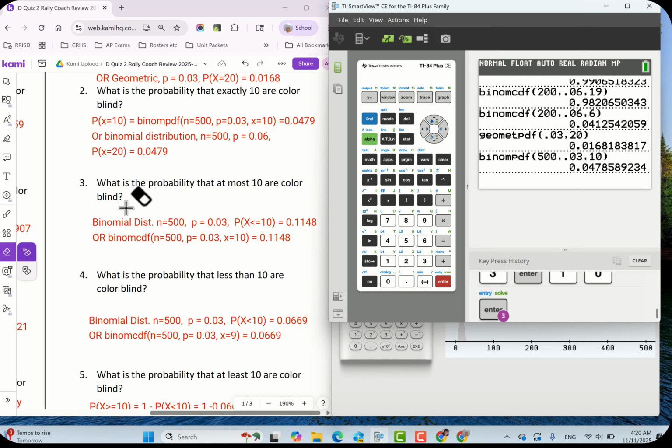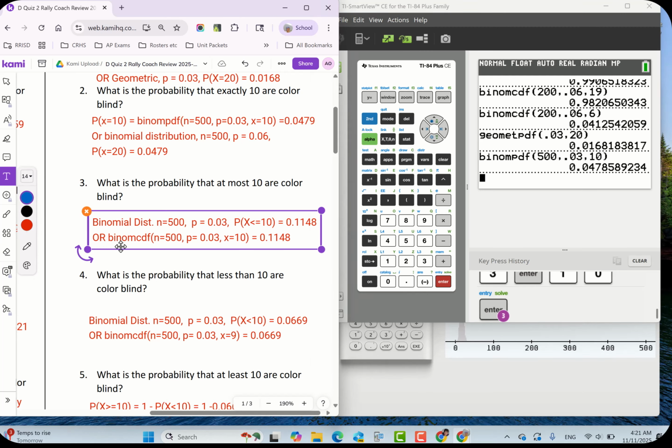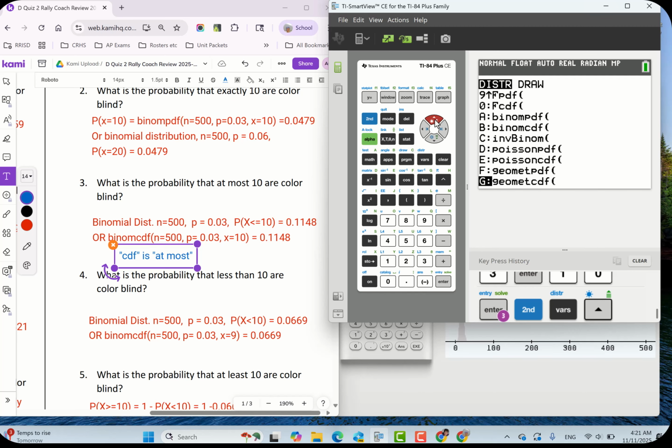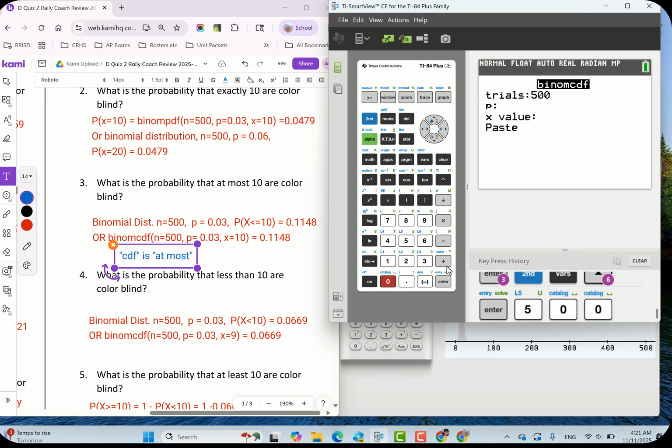So CDF is at most. Okay, let me make a note. CDF is at most. So you don't have to do anything fancy. You can just go ahead and work it. By the way, when you're taking your quiz, I might change the order of these because I don't want you just running through. I want you thinking about which one's the right one to do. So let's go distribution. Now, instead of PDF, we're doing CDF. Again, make sure you're putting these numbers in correctly. It's very easy to make mistakes.